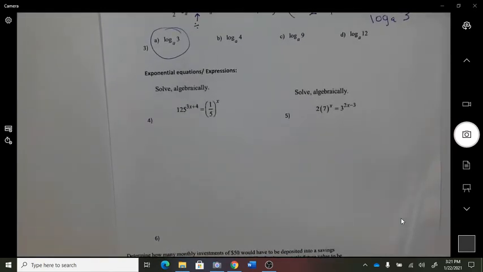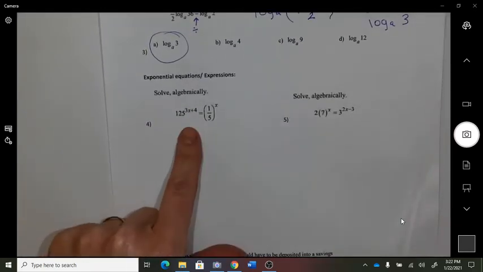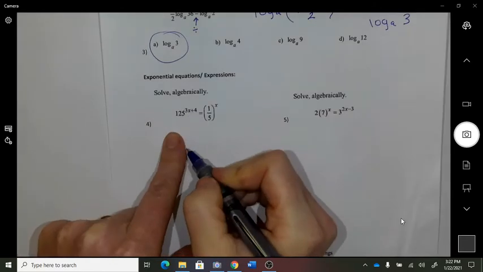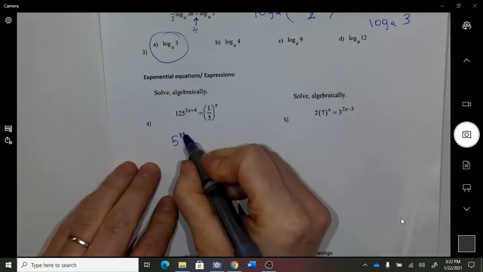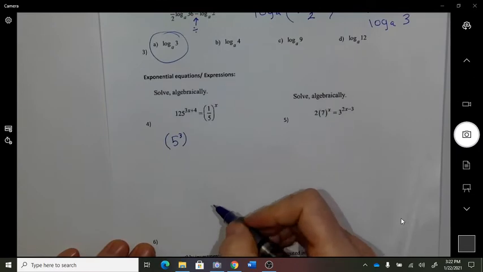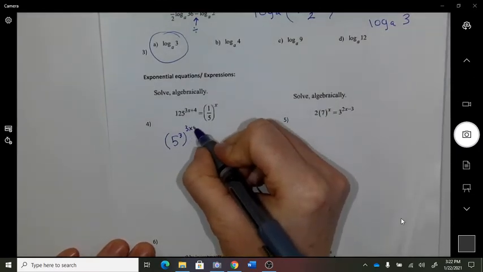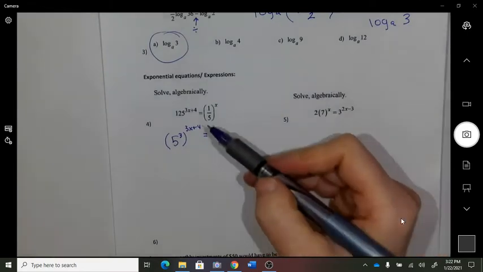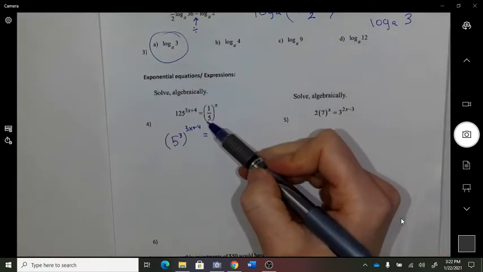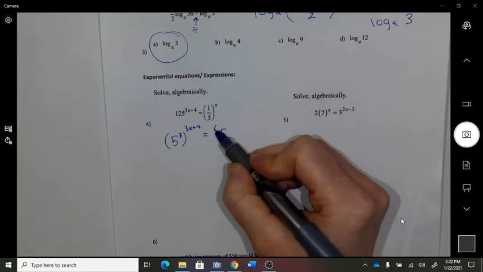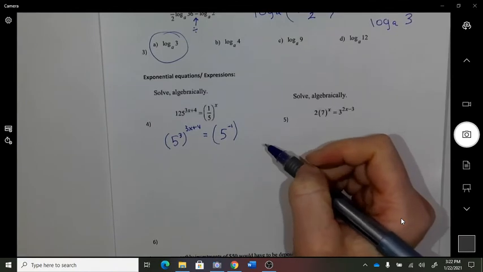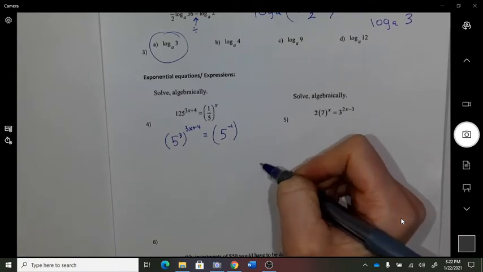Okay, solve algebraically. So this is an example where I could make them both a base of 5. So 125 I'm going to write as 5 cubed. And then I still have to put it to the exponent, 3x plus 4. How do you write a 1/5? It's the same as 5 to the -1, right? Because negatives make stuff move to the bottom.